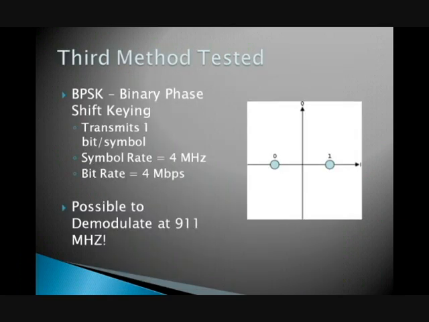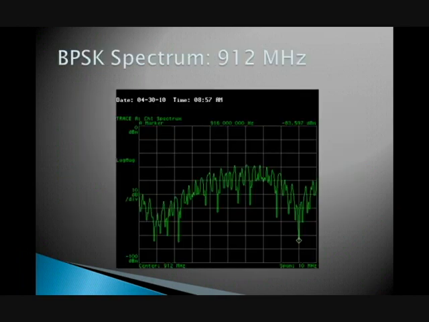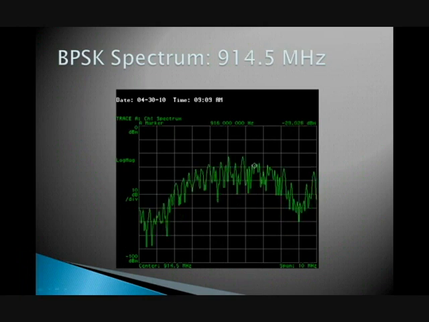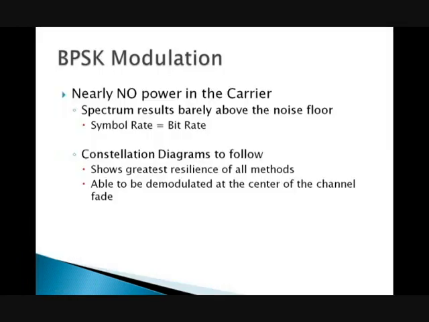The final modulation technique that we tested was BPSK. It transmits 1 bit per symbol, which results in a symbol rate of 4 MHz and a bit rate of 4 megabits per second. Using this method, we were in fact able to demodulate the signal at the center of the channel fade. As you can see from the BPSK spectrum captures, there's nearly no power in the carrier, and the spectrum is barely above the noise floor.